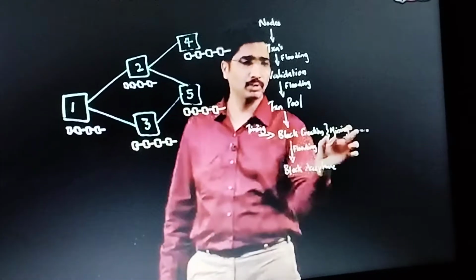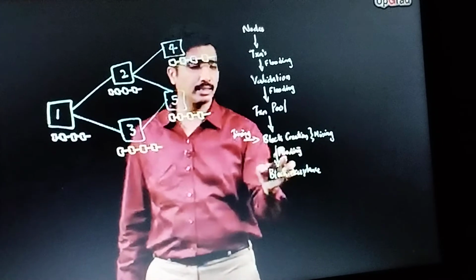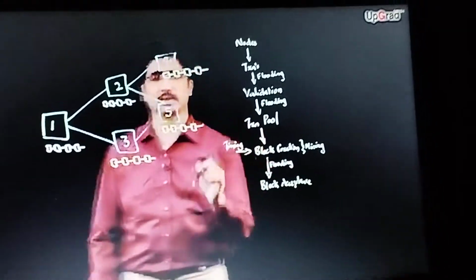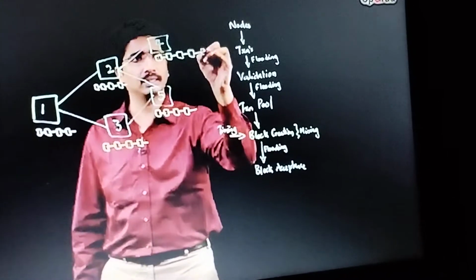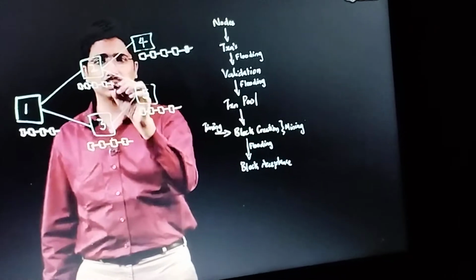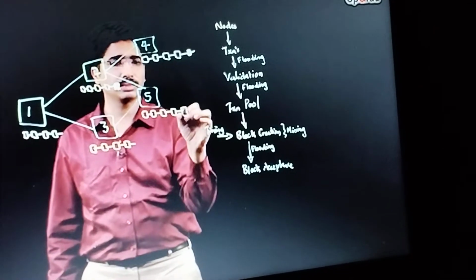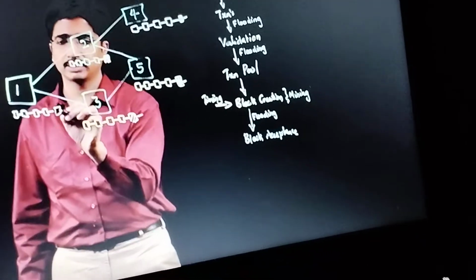Block creation happens through a process called mining. Once the mining happens and a valid block is created, it gets flooded in the network and the block gets accepted. So if 4 is the miner, once it creates a block, it adds here. So this is a new block which we are adding, and it also floods through the network so that it gets added everywhere. Okay, so here also it gets added, here also it gets added, here also it gets added.